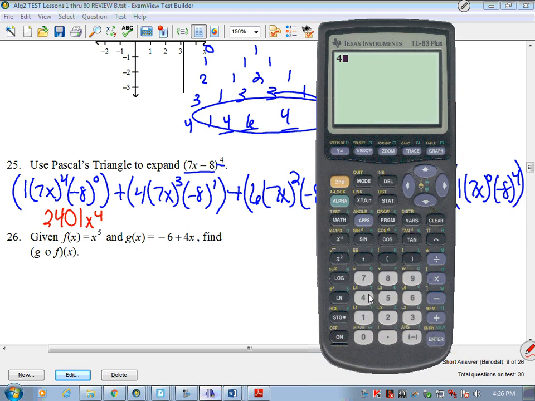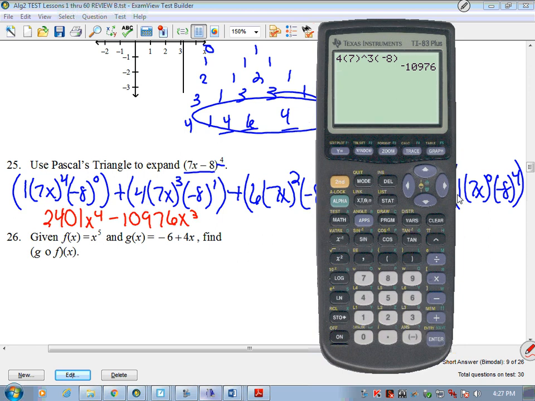All right, let's clear that up. Now we have 4 times 7 to the 3rd times negative 8 to the 1st. You don't have to put to the 1st up there because it won't change it. But that gives me a rather large number here, and it's negative 10976x cubed. Okay.